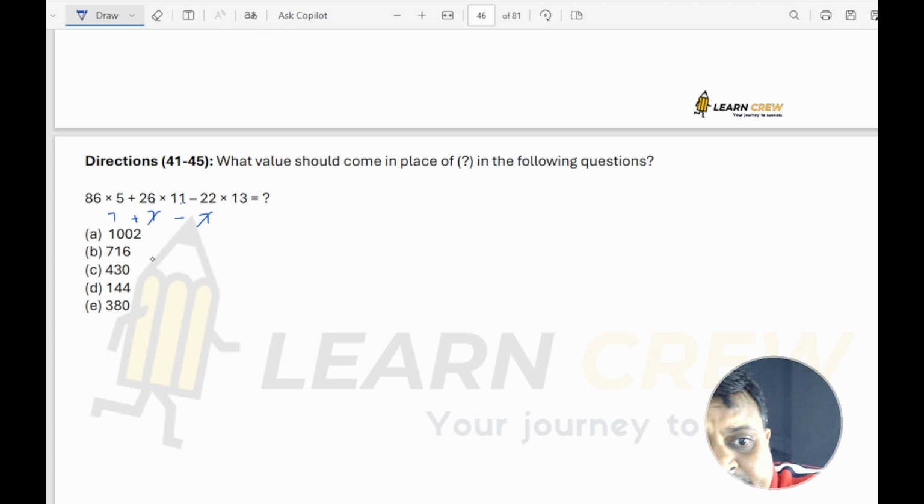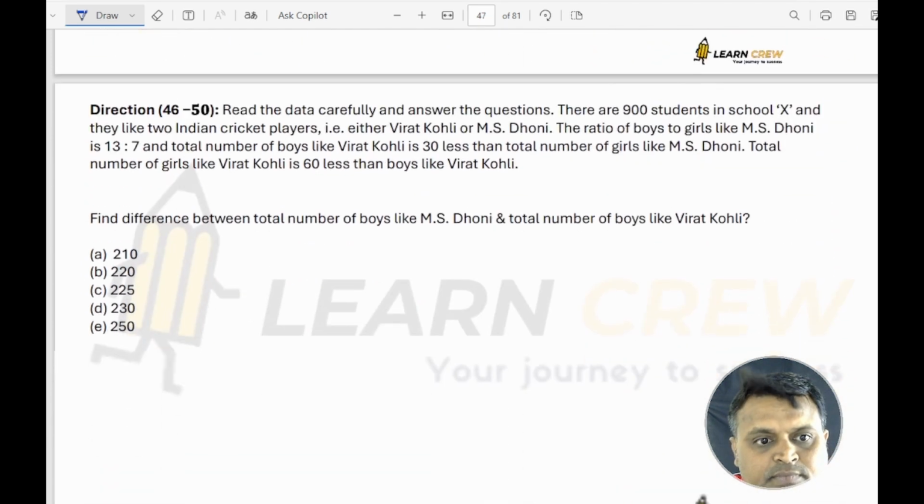So the digital sum of the answer must be 7. So A is not the answer, B is not the answer, C is the answer. So the answer is option C, because 4 plus 3 is 7. So the answer is 430, the digital sum matching. Now next.